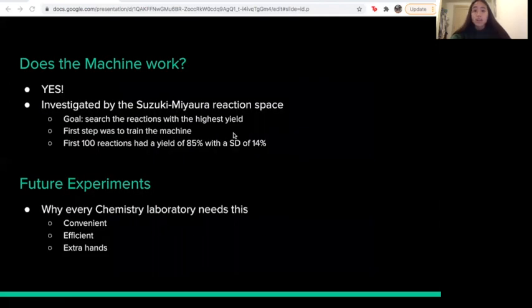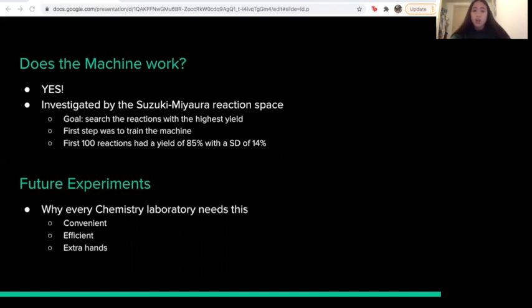Does this machine work? Yes, it was tested and investigated by the Suzuki-Miyaura reaction space. The machine was trained with the neural network, and when the neural network was tested, it gave yields with a root mean square of 11% for 1,728 reactions. As a result, the machine can predict the yields of the Suzuki-Miyaura reactions. It was then established that when the robot discovers 10% of the reactions, it can predict the rest of the reactions without finishing the trial.